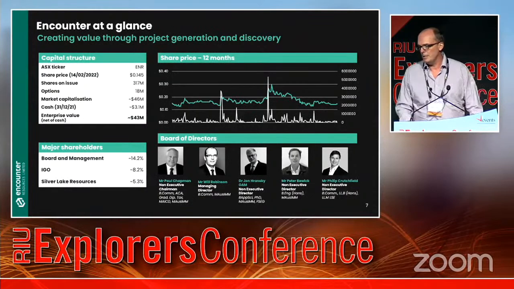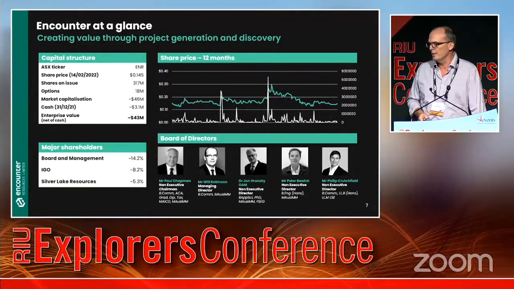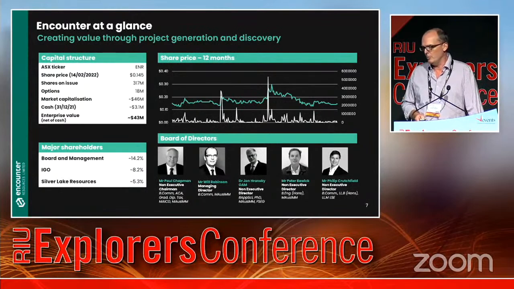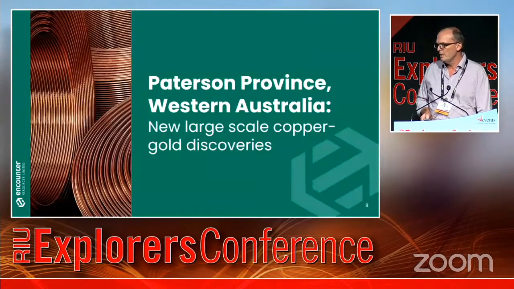So this is the company. Paul Chapman's the chairman. He's been very successful in a number of companies over the last 20 years. Peter Buick and Dr. John Wronski sit on the board, driving our small dedicated technical team. Philip Crutchfield's a QC out of Melbourne with expertise in commercial transactions, and he's very handy to have on a board when we've got a number of partners that are a bit bigger than us. We've got a sound cash position, and we've got a big year coming up.